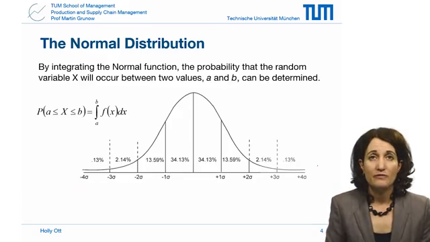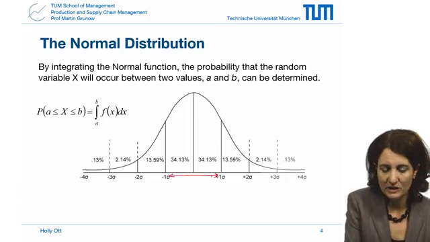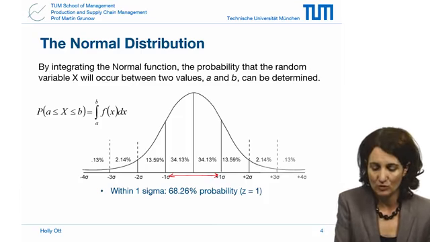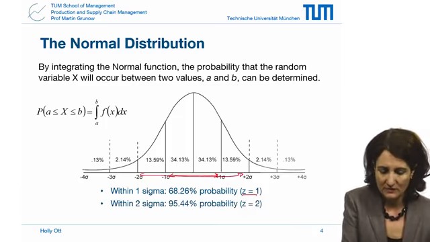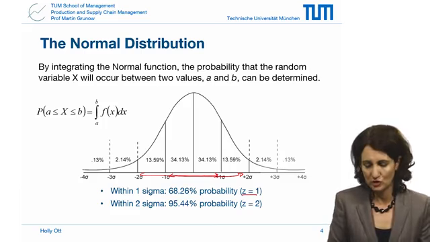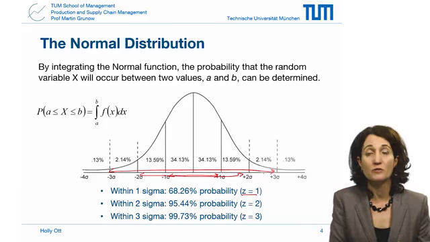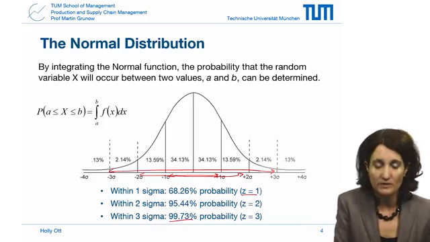Now, if we do this and we look at the probability that our random variable will occur between plus or minus 1 sigma from the mean, we can see that the probability of occurrence is 68.26%, for z equals 1. Within plus or minus 2 sigmas, we have a 95.44% probability of occurrence for z equals 2. And then for z equals 3, the probability that our random variable will occur between plus or minus 3 sigma from the mean is going to be 99.73%.